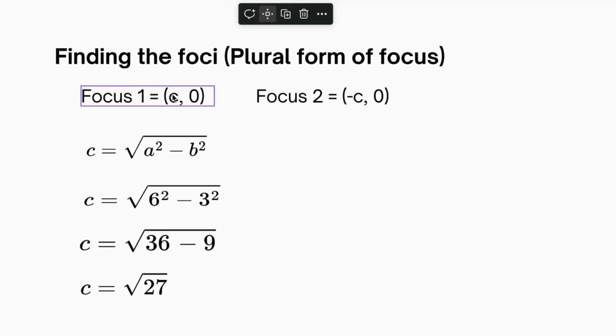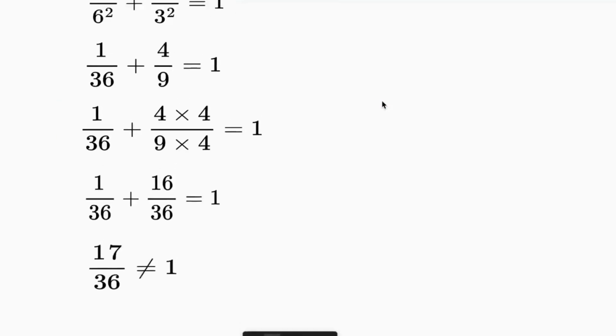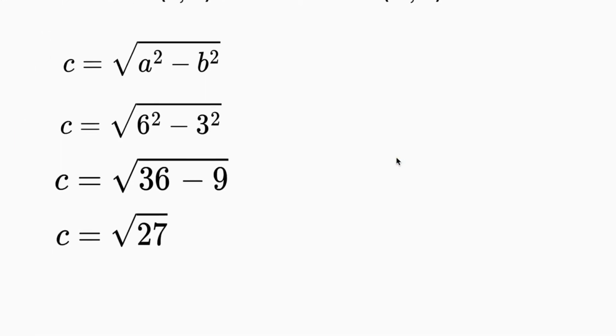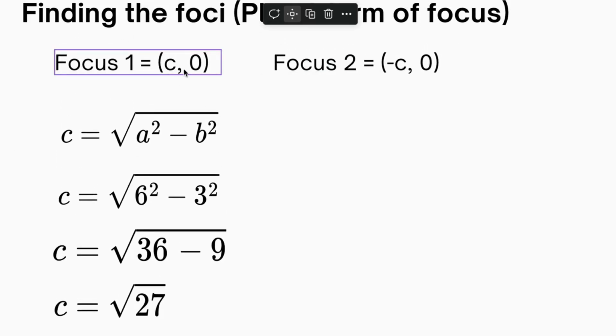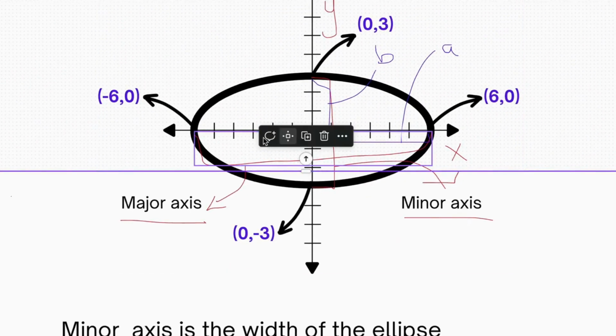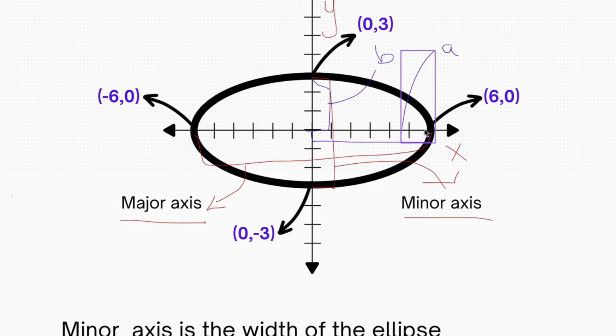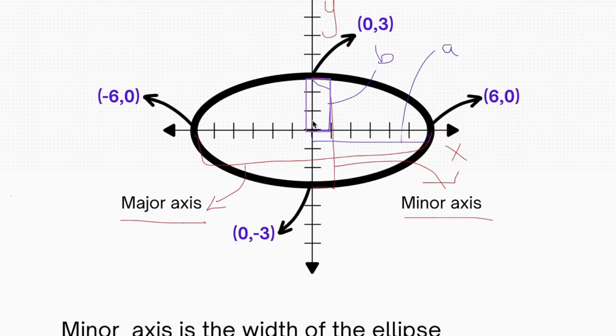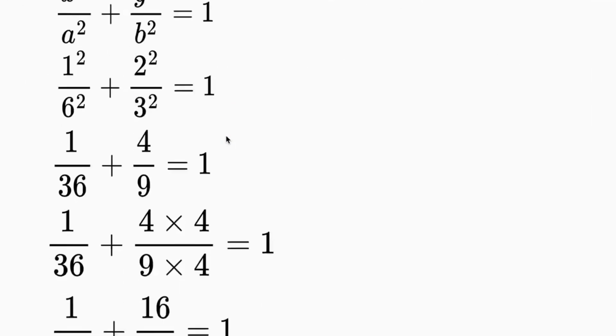The points are (c, 0) and (negative c, 0). Since c is in the x place, this is x and this is y, it's on the x-axis. So focus 1 is probably here on this side of the graph, and focus 2 is on this side of the graph because it's negative.